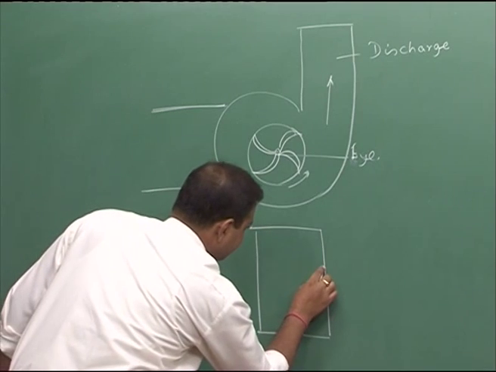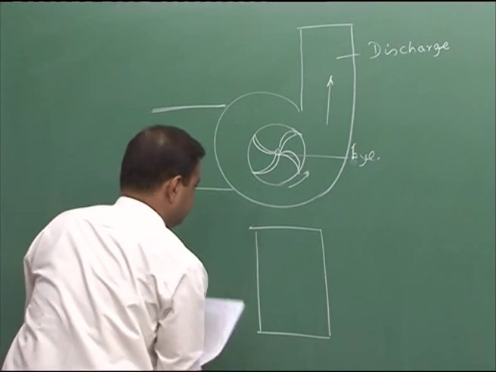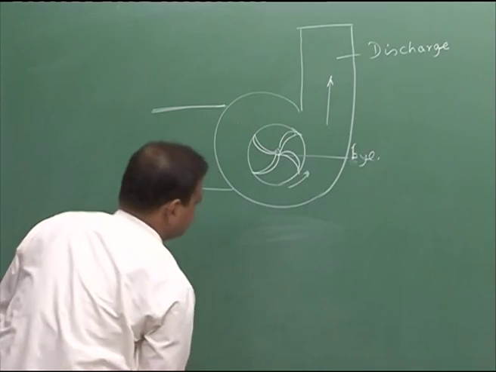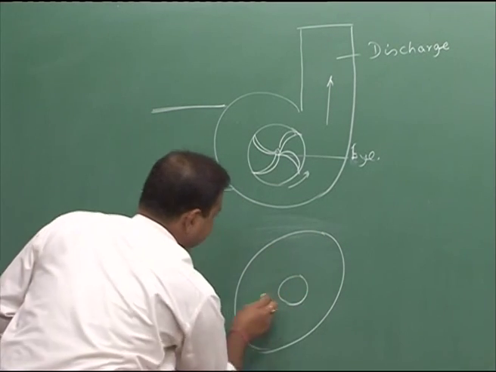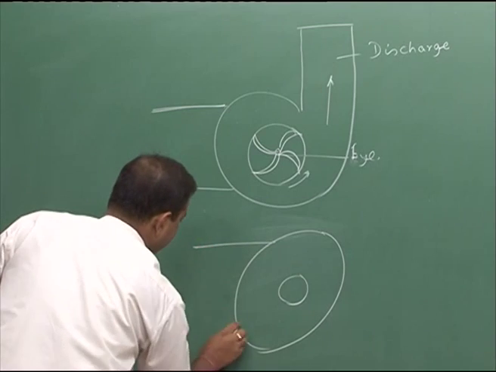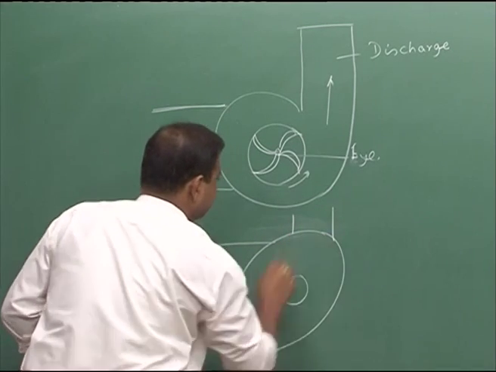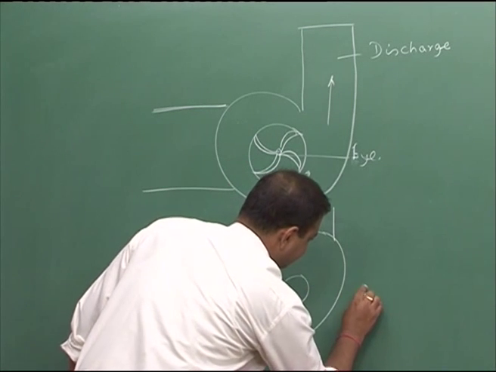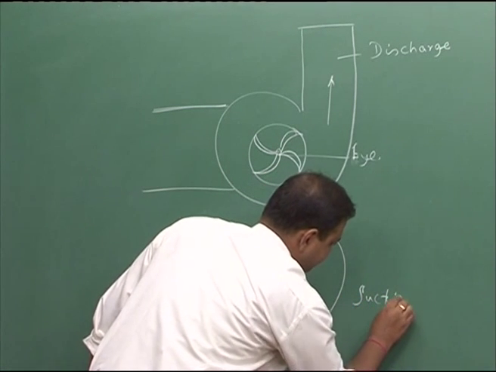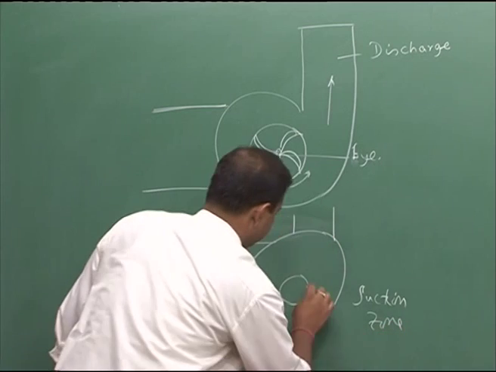Now, you have three zones if you draw it this way. This is my suction part, this is my eye, and this is my discharge. So, this is the suction zone, and this is the eye.